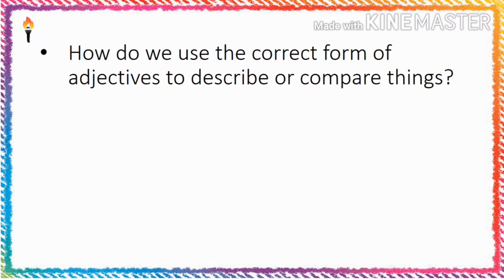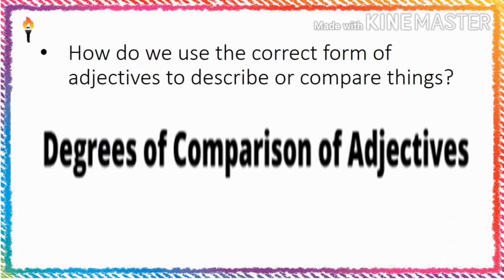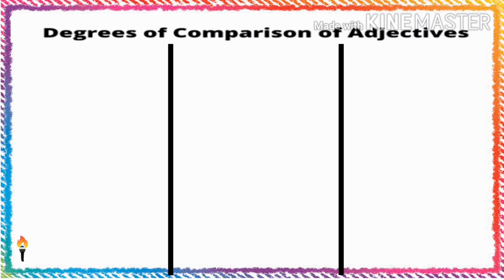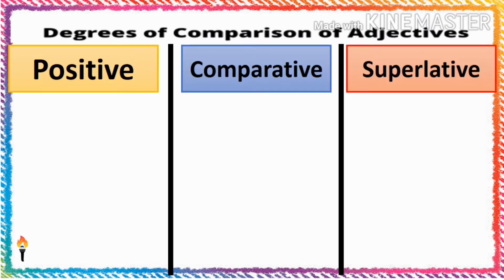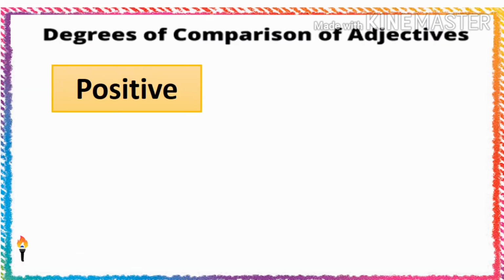Now, how do we use the correct form of adjectives to describe or compare things? Adjectives has 3 degrees of comparison. They are positive, comparative, and superlative degree. Let us talk about positive. How and when we use the positive degree of adjectives.